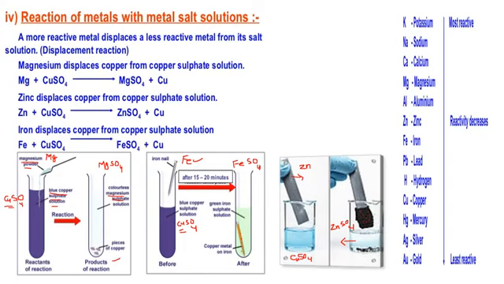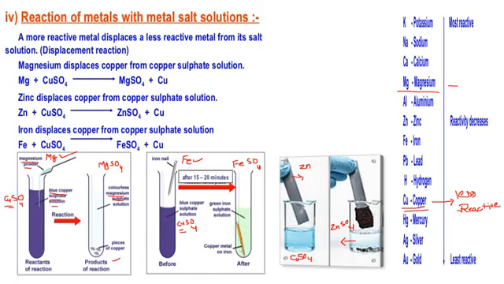Again the copper is displaced by zinc from copper sulfate solution. Now if we see the reactivity series here, we can see copper is quite down in the reactivity series, so this is less reactive. But what about the first one, magnesium? Magnesium is quite reactive, right? It is more reactive than copper, we can see.